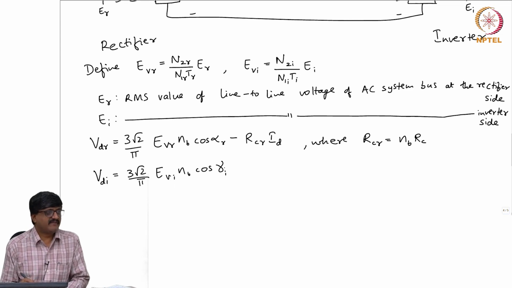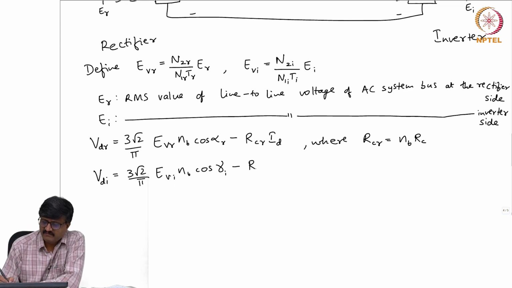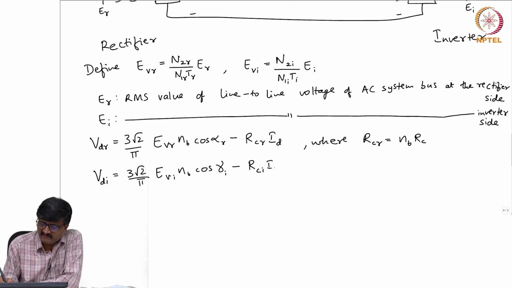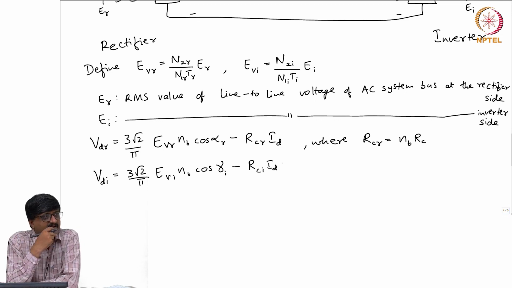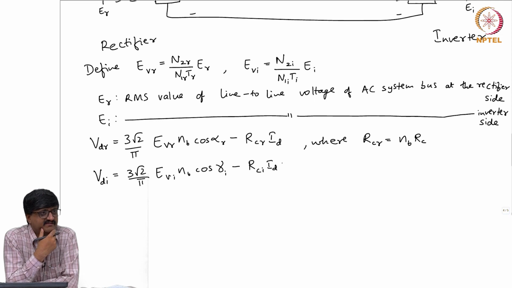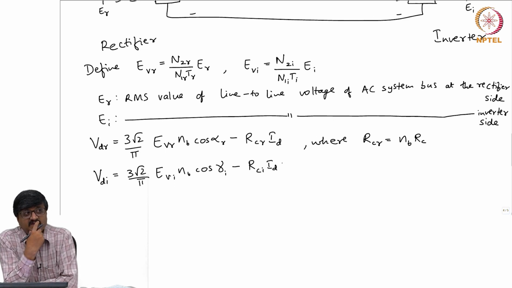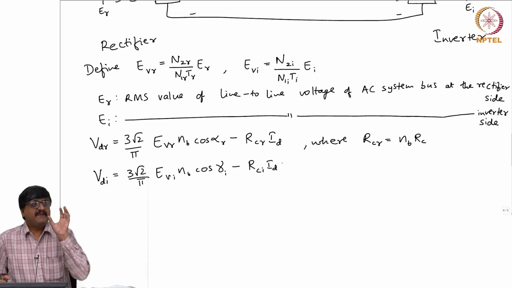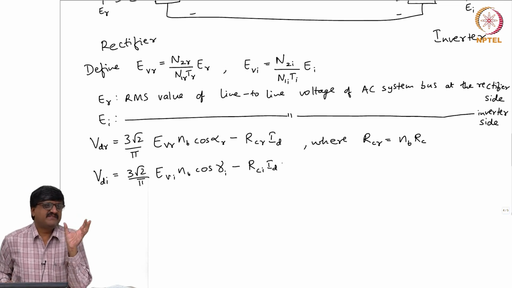Now, to differentiate between the gamma of the rectifier and the gamma of the inverter, I use the notation gamma I. RCR is the resistance corresponding to the rectifier; now I use the notation RCI for the inverter. Are the two inductances or reactances different? If the transformers are identical, then they are the same, provided the taps are the same. Please note the taps in general are not the same.